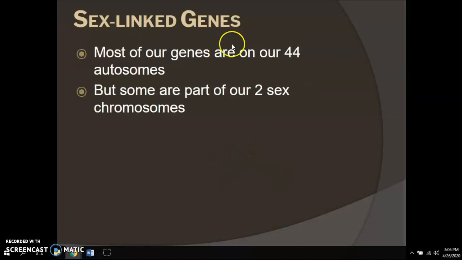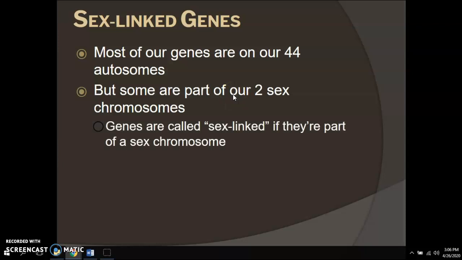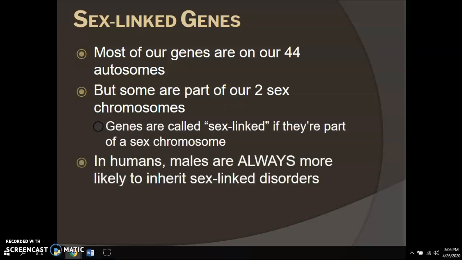So, like I said, most of our genes are found on our 44 autosomes, but some are a part of our 2 sex chromosomes. And so, because of that, we call them sex-linked. You'll recall that the sex chromosomes are the X chromosome and the Y chromosome.